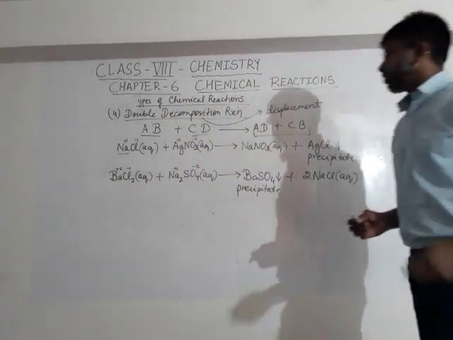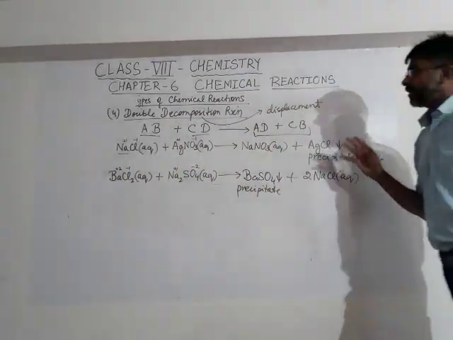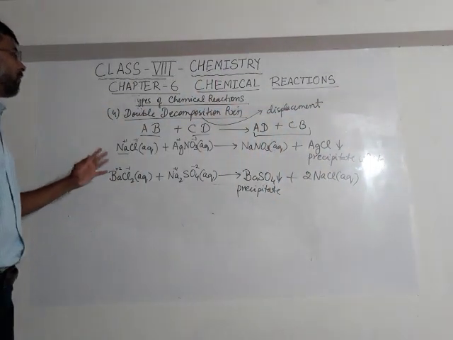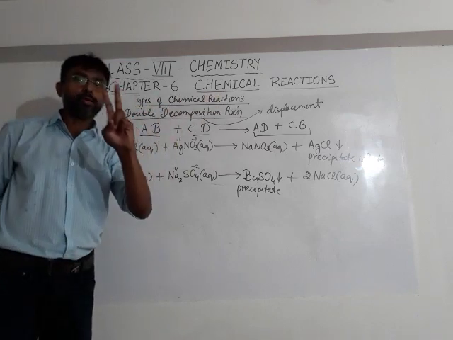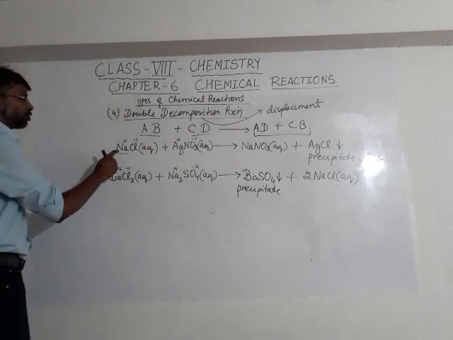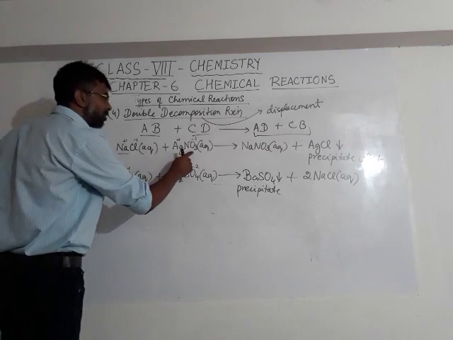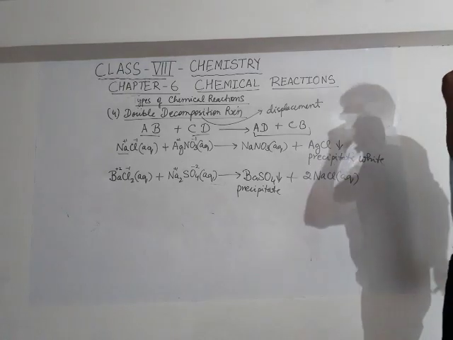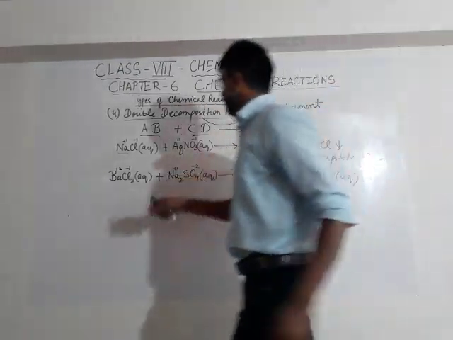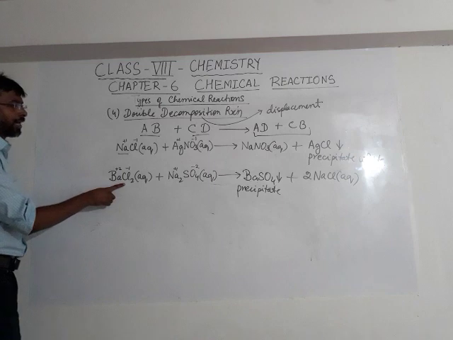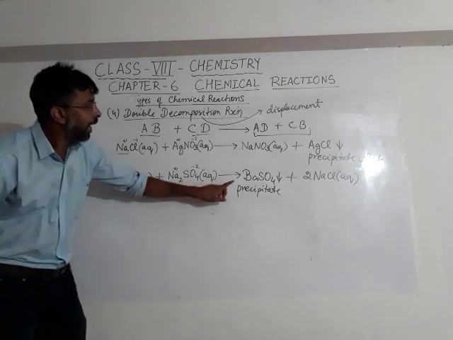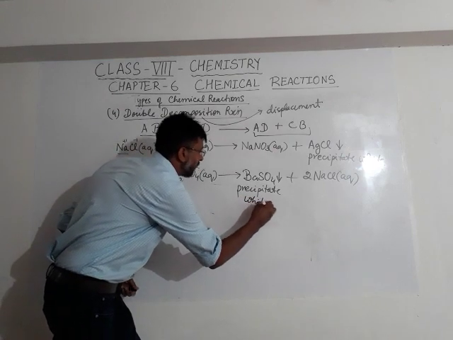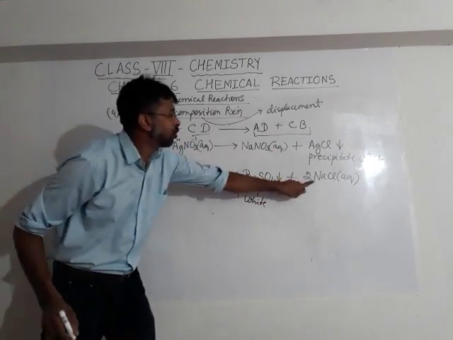So, look and watch very carefully. I have tried my best to make you understand this very important type of reaction, which is called double decomposition reaction, by taking two examples. The first reaction is between sodium chloride solution and silver nitrate solution, where I am getting a white precipitate of silver chloride and sodium nitrate. In the second one, barium chloride solution reacts with sodium sulfate solution to form again a white colored precipitate of barium sulfate and sodium chloride solution.